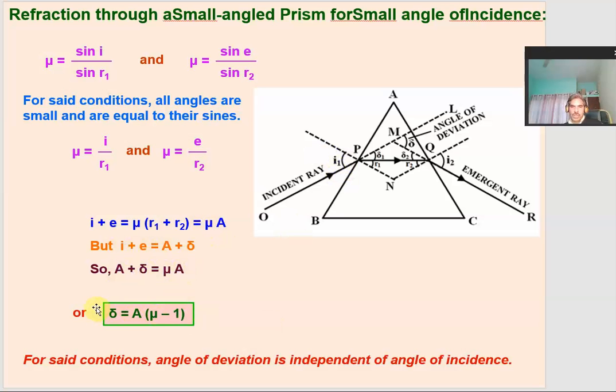So this relationship holds if the prism angle is very small and also the angle of incidence is kept very small, or we can say the light ray is incident at a very small angle of incidence. In that case, we see that the angle of deviation is independent of the angle of incidence. How much deviation there will be does not depend upon the angle of incidence of the incident ray. Let us proceed further.